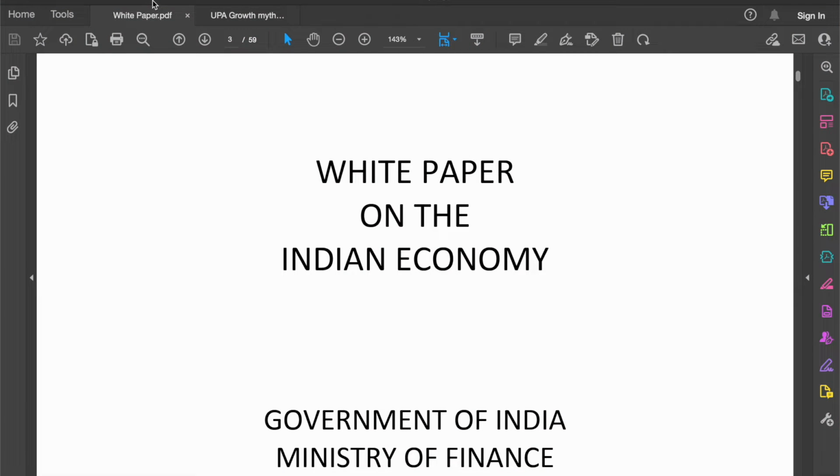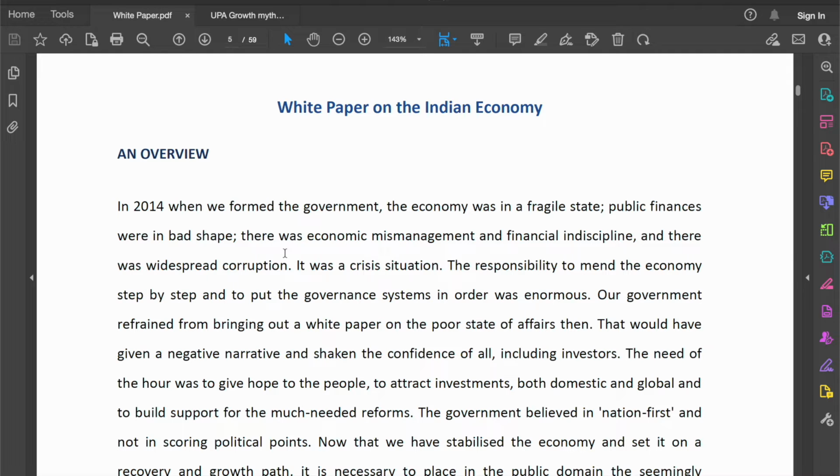Let us first of all go through what the white paper talks about. It begins with this particular sentence: in 2014, when we formed the government, the economy was in a fragile state. Public finances were in bad shape. There was economic mismanagement and financial indiscipline, and there was widespread corruption. It was a crisis situation. So there are no different thoughts about this particular statement.